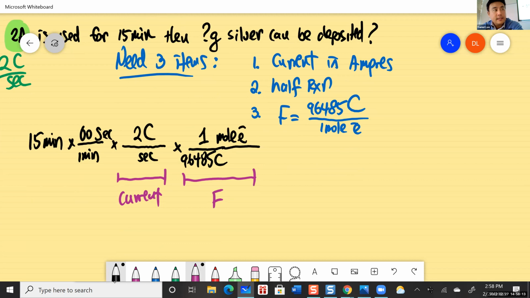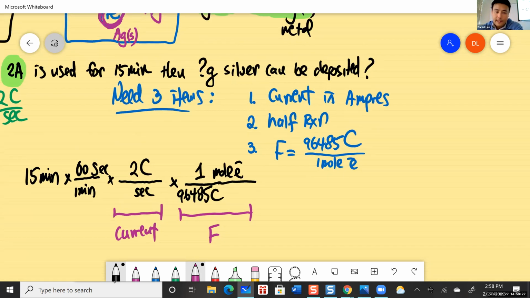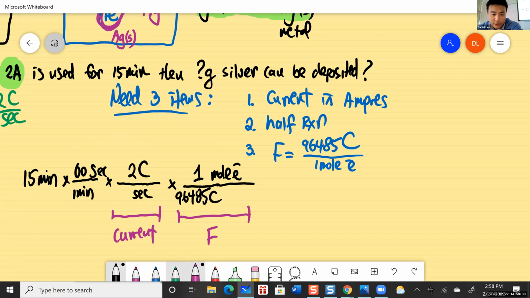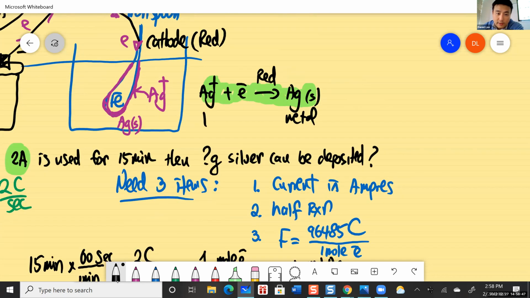If you stop here, instead of how much charge is delivered, this is how many moles of electrons are delivered. In 15 minutes, using 2 amperes, you have delivered this number of moles of electrons to your iron spoon. So we need one more thing, which is the half reaction. The half reaction shows the coefficient. So what is the moles of electrons to moles of Ag? That's 1 to 1, right? Your half reaction is 1 to 1. 1 mole of electrons to 1 mole of ion to 1 mole of silver. 1 to 1 to 1 mole, okay?